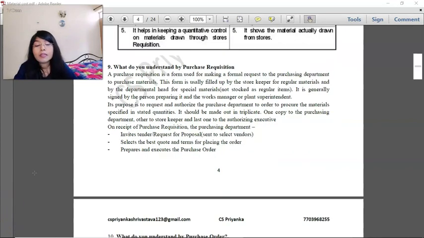They are going to issue a purchase requisition, that is, a request will be placed to the purchase department about the list of raw materials and the quantities of raw materials that need to be purchased by the purchasing department. So it is used for making a formal request to the purchasing department to purchase the material.